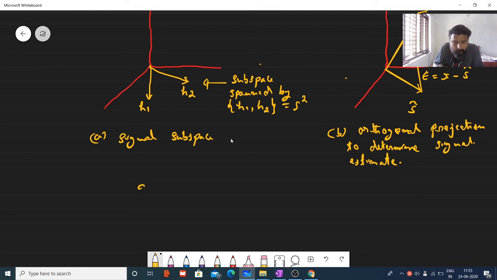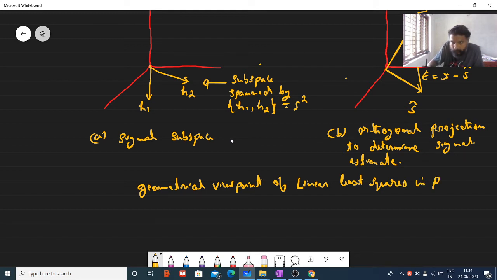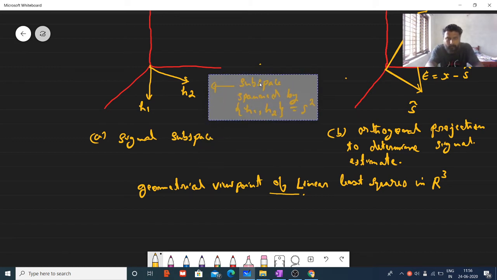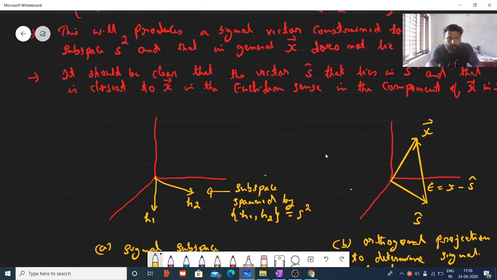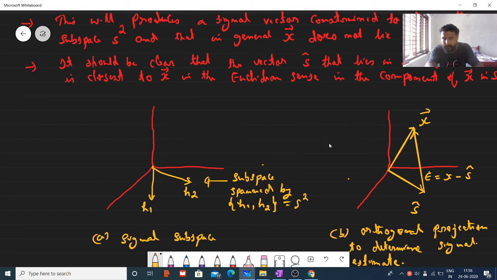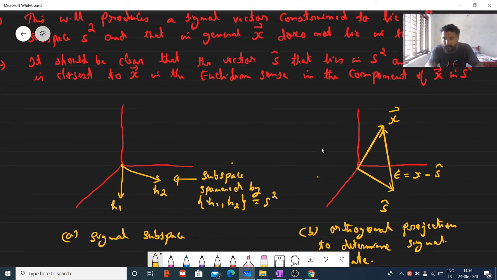viewpoint of linear least square in R3. Okay, this is the figure. This figure is nothing but the geometrical viewpoint of linear least squares in R3. So it should be clear that the vector S cap, that's nothing but the orthogonal projection, lies in S2 and is closest to the X in the Euclidean sense, the component of X in S2.